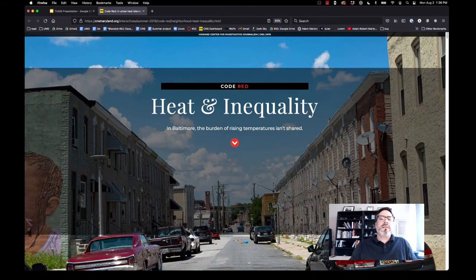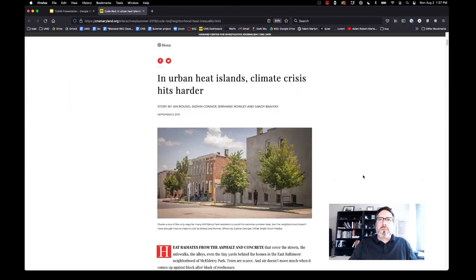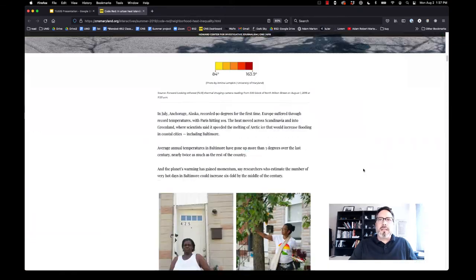So more recently, I've used the Baltimore neighborhood data for a project that we called Code Red with the Howard Center for Investigative Journalism at the University of Maryland. What we looked at here was how climate change is actually already affecting the most vulnerable populations, especially poor people in the inner city. So we're going to scroll down a little bit and look at a few maps that I made here.